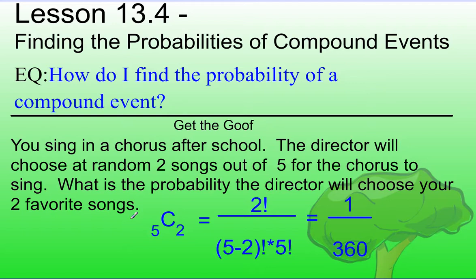The first thing we got to think about is, are we talking about a permutation or a combination? Does it matter the order the director picks the songs? I don't think so. It just wants to know your 2 favorite songs. So if it doesn't matter the order, it's not a permutation. It would be a combination.